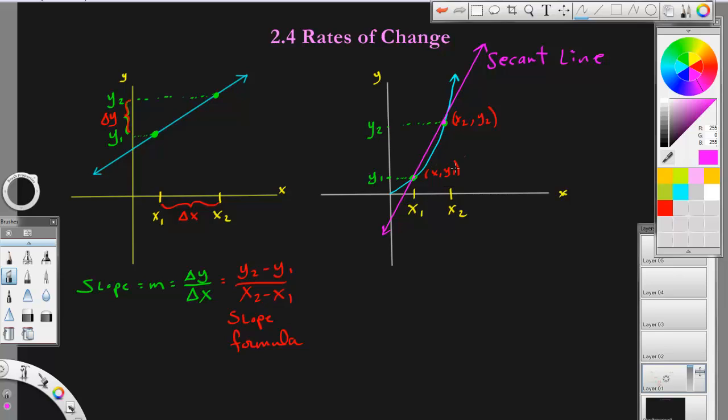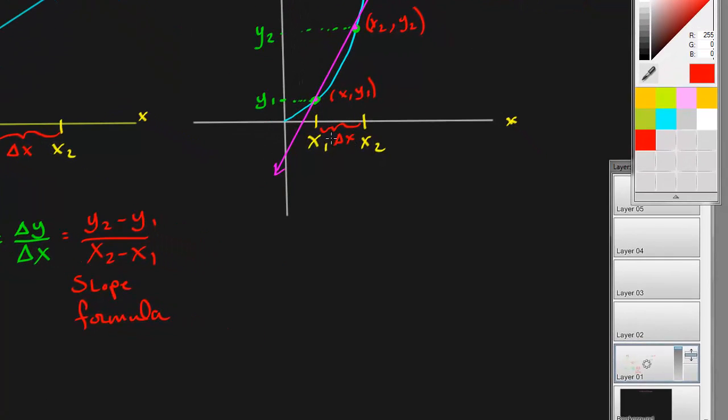Okay? So looking back at the concept we just did, and I'll use red again, this value here would be delta x. That value here would be delta y. And we know that delta y divided by delta x would equal y2 minus y1 over x2 minus x1. And that's the slope again.